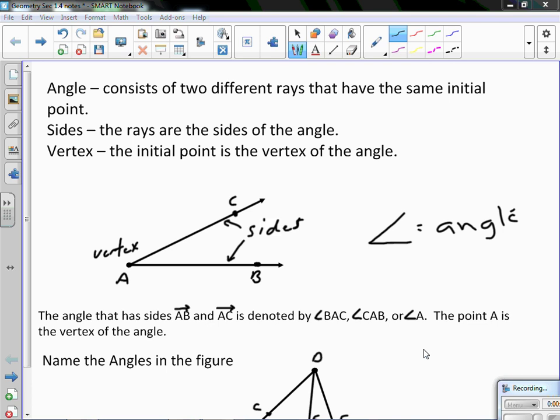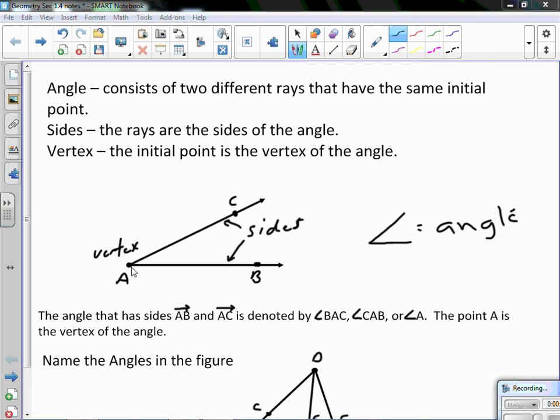Okay, section 1.4, starting to look at angles here. An angle consists of two different rays that have the same initial point. So remember, the initial point is that starting point of a ray. And so an angle has two rays that are sharing that same initial point. So here's our angle. We have one ray here, another ray here. So point A is the initial point for both rays.